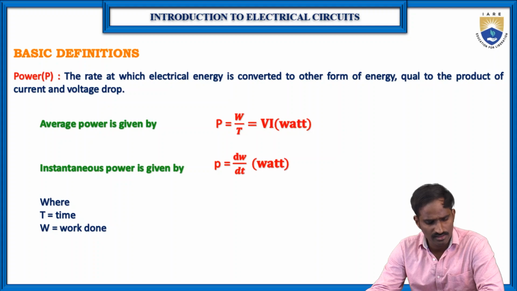Power is the rate at which electrical energy is converted into another form of energy, or we can also say power is equal to the product of current and voltage drop. So P is equal to work done in a time, that is, the rate of electrical energy, which is equal to V into I. We represent it in watts, because W, work done per time, is nothing but the power.